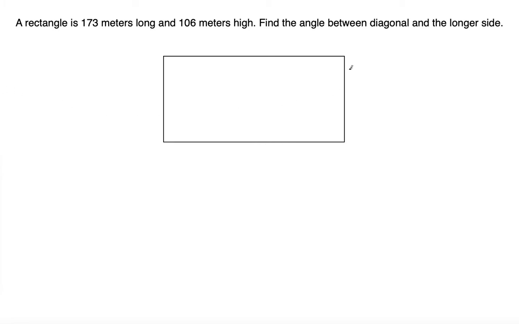And it is said that 173 meters is the longest side, so we can label this as 173, and this height we can label as 106. And we need to find the angle between the diagonal, so we need to draw the diagonal. Let's draw this diagonal.